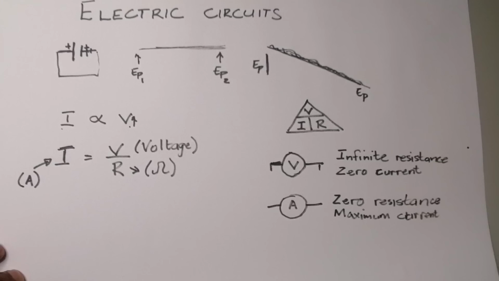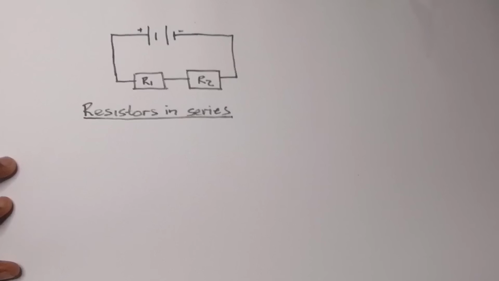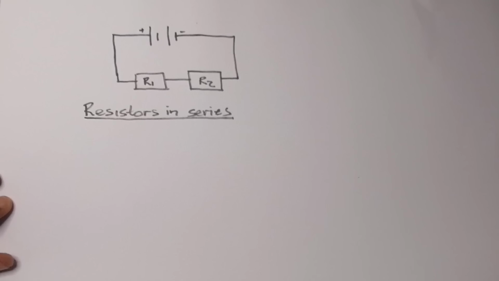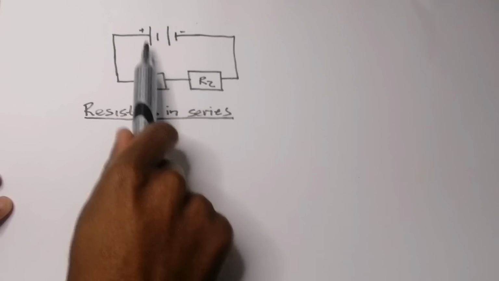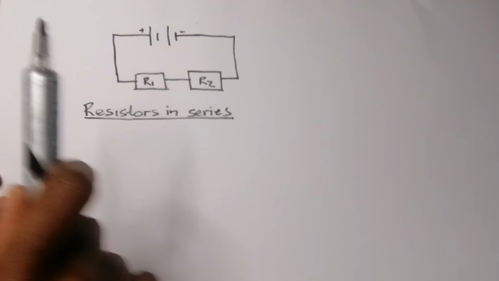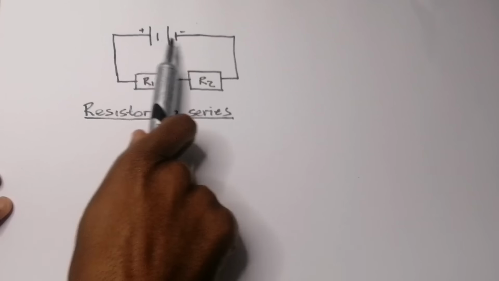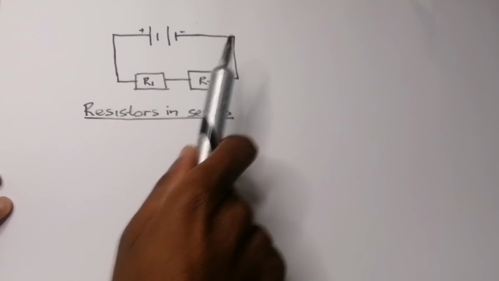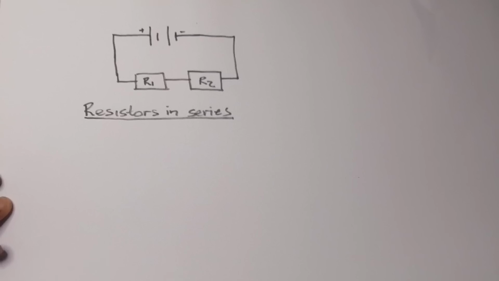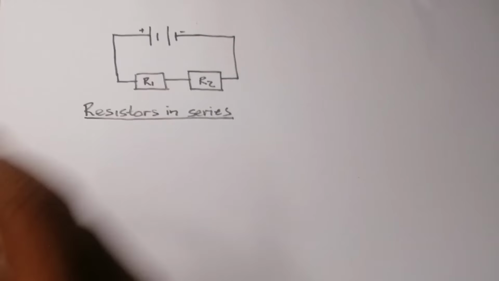Now let's talk about resistors in series. When you've got a circuit, we said first of all we've connected this to a battery. Remember, when it's a single one like that, we call it a cell. But once you connect them in series, we call it a battery. So you can look at a battery as the plural of cell.